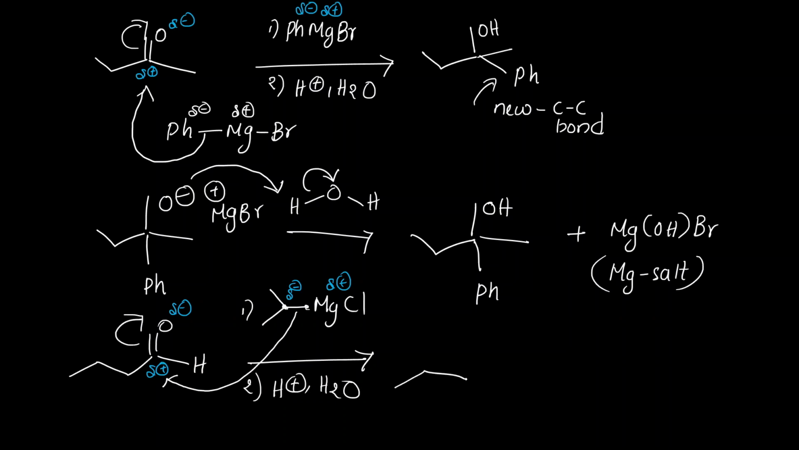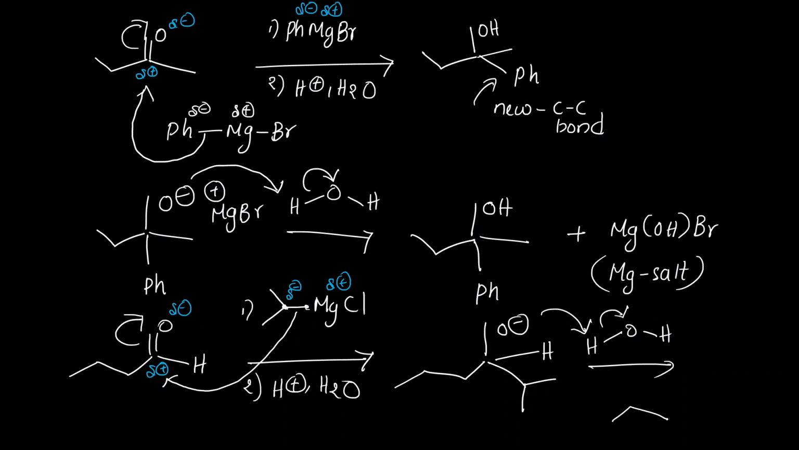So what will you get? You will generate the O minus here and you have the hydrogen here and you have the isopropyl group here, and you add the water. Again this attacks here and this attacks here and you will get the final product. So this becomes the OH and here you have the hydrogen and you have the isopropyl group. Also you will observe the magnesium salt.